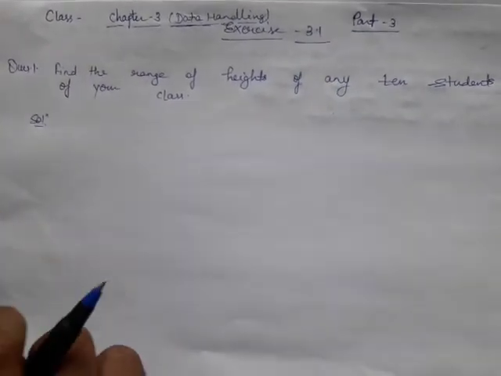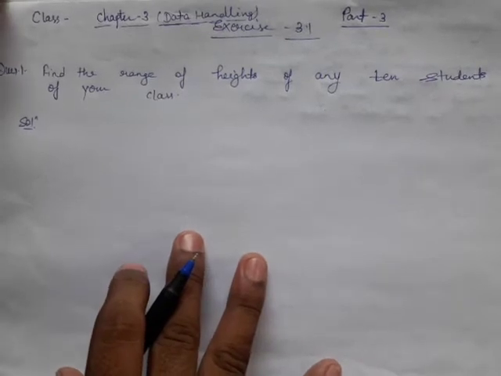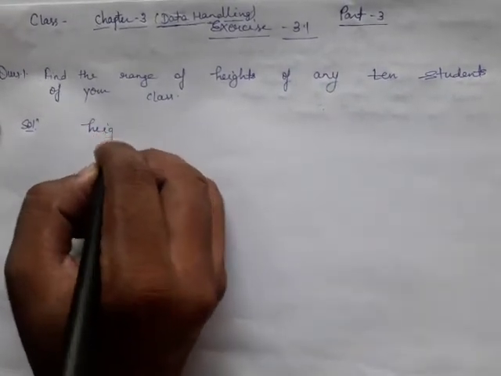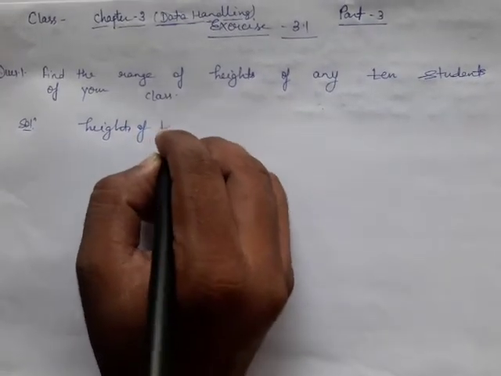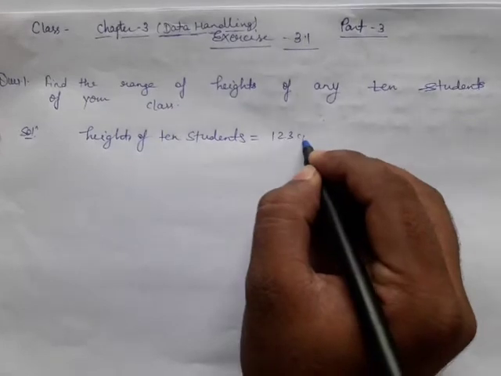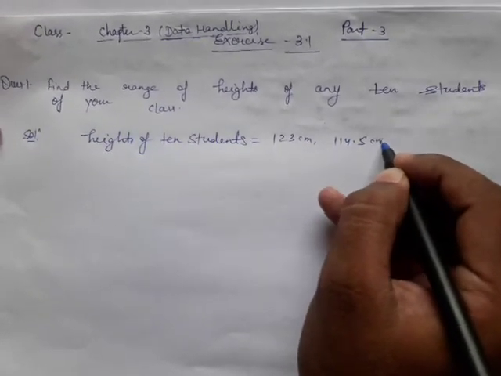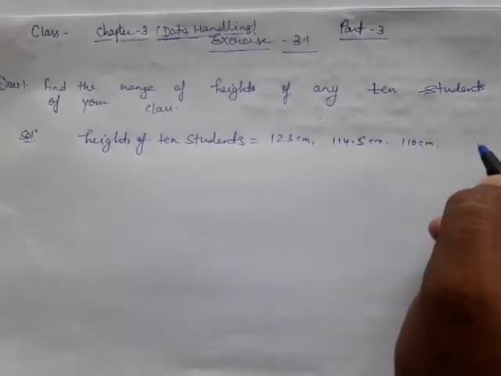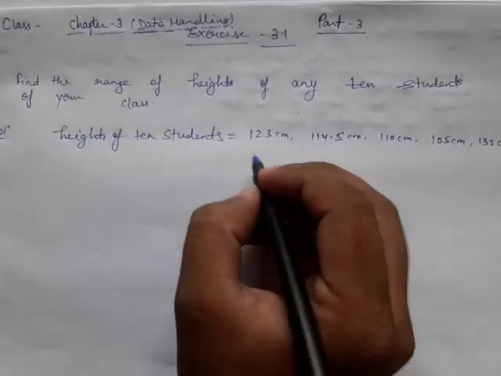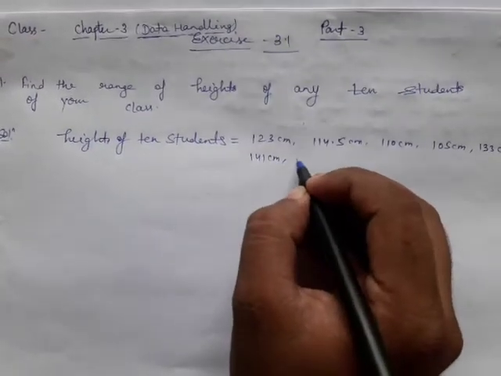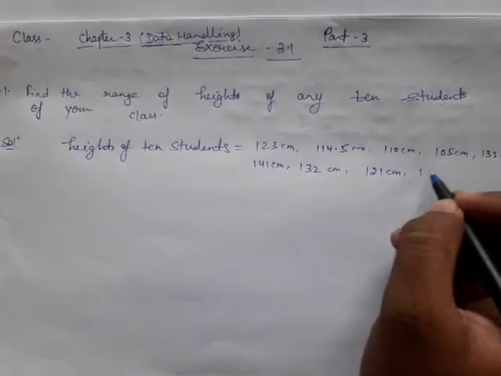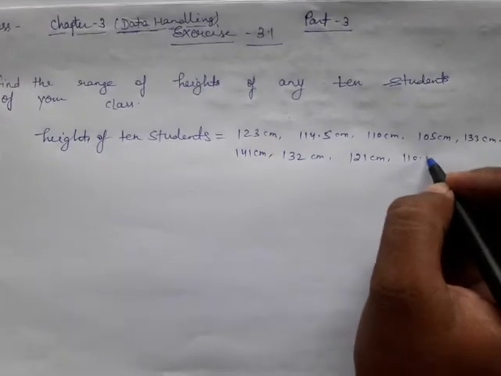So in your class 40 students are there. You take only 10 students' heights. Heights of 10 students are 123 centimeter, 114.5 centimeter, 110 centimeter, 105 centimeter, 133 centimeter, 141 centimeter, 132 centimeter, 110.5 centimeter.